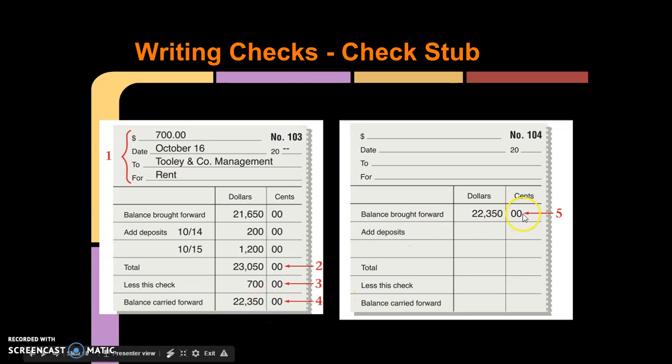That number then gets carried over to the next check stub for the next set of actions taking place that are going to affect the cash account: deposits, checks, service charges, etc., etc.